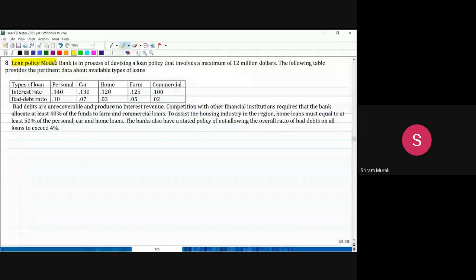The bank is in the process of devising a loan policy which involves a maximum of $12 million.